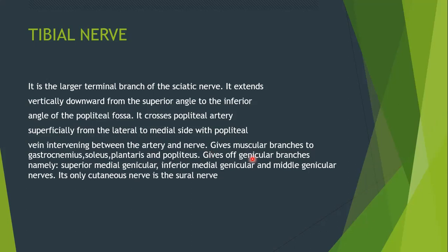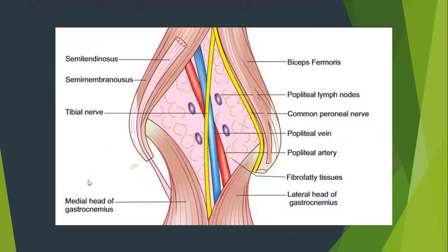It will also give genicular branches, which include the superior medial genicular nerve, inferior medial genicular nerve, and the middle genicular nerve, which will accompany the corresponding arteries. Its only cutaneous nerve is the sural nerve. Important point.